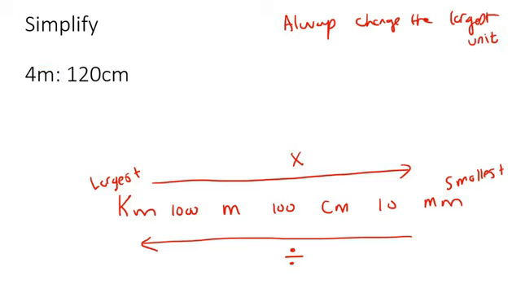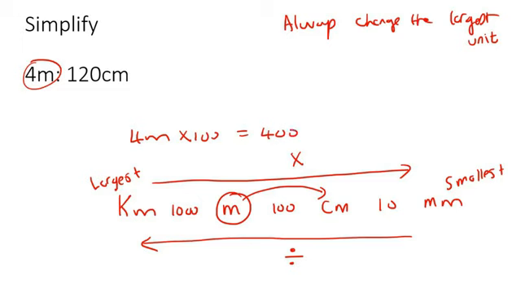So we're going to convert 4 meters to centimeters. Here's meters, so we're just going to go that way. We're going to multiply, because when you go to the right, you multiply by 100. So we're going to say times 100, and that'll be 400. So we actually have 400 centimeters and 120 centimeters. Now we can start the simplifying process. Now that these are actually the same, we can get rid of the centimeter.